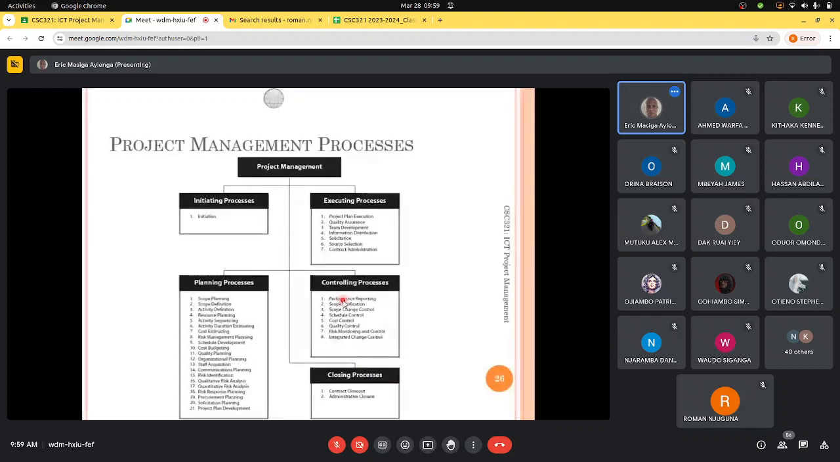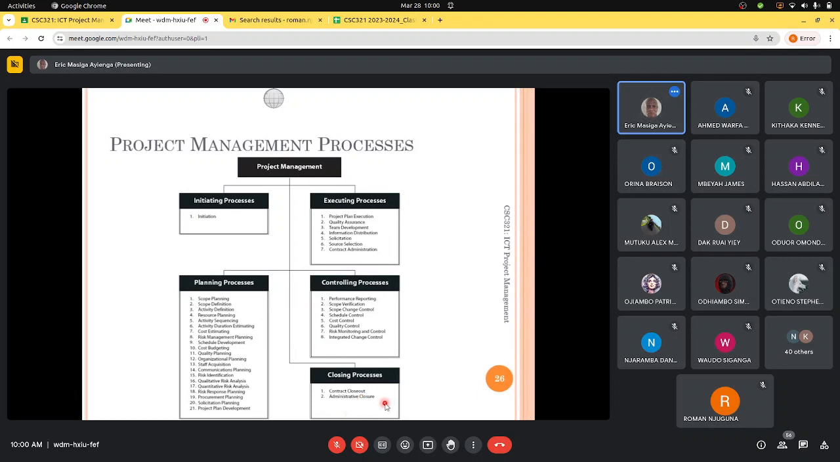You made a plan. Is the project going according to the plan? And if it's not going according to the plan, what measures are we taking to ensure that the project is back on course? Then we have what is called the closing process.